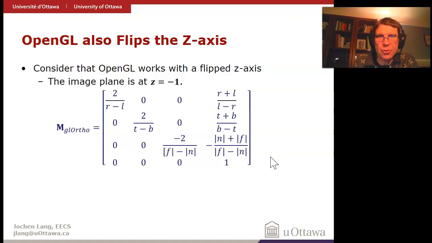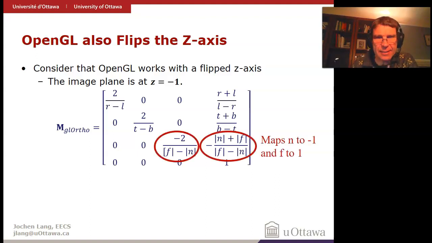And what this will do, if you try it out, if you put in, for example, a value on the near plane, is that the mapping is such that n, a point on the near plane, maps to -1, and a point on the far plane maps to 1. So that's why I'm saying up here, the image plane afterwards is at z equals -1.